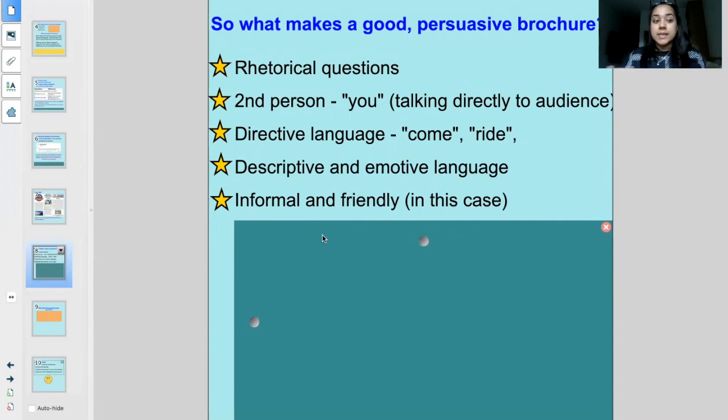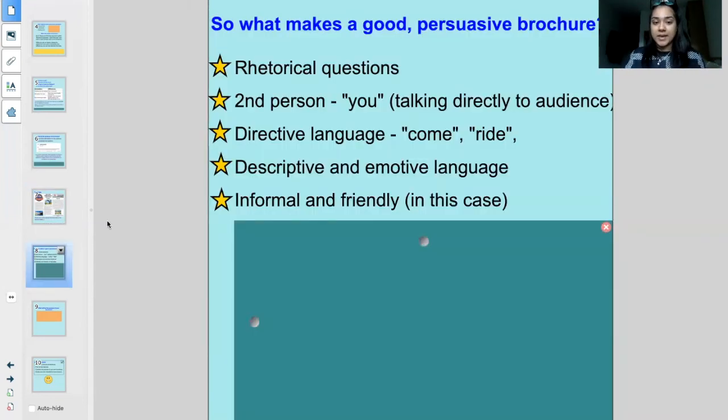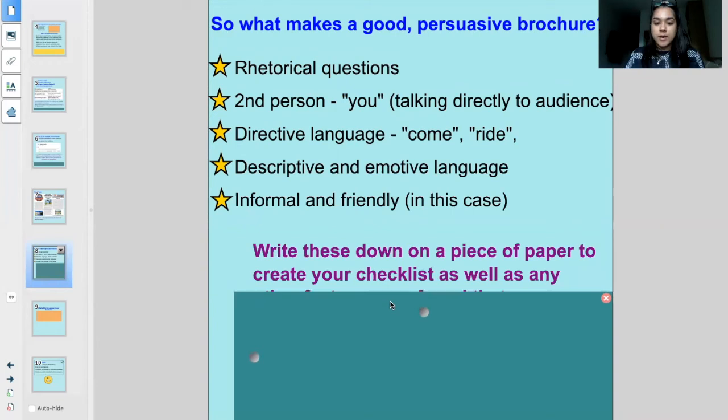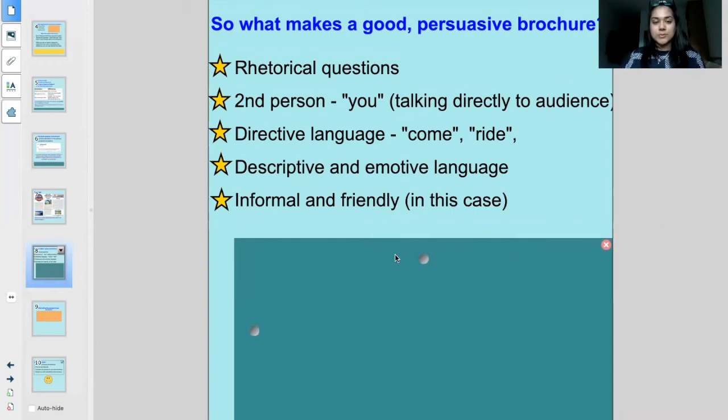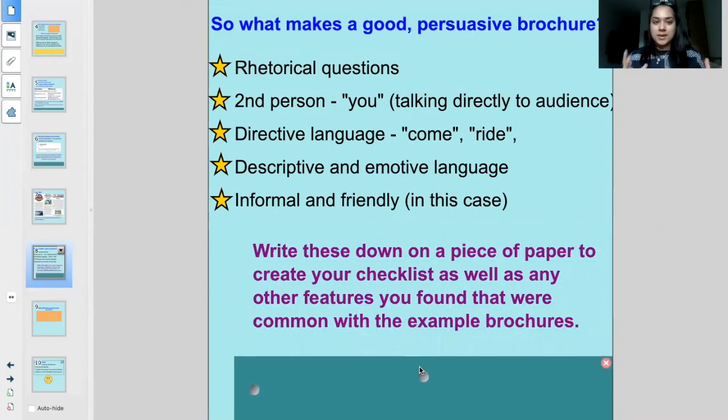As well as this, there's the whole idea of informal and friendly language. Okay, so here, at the end, we've got, if I were asked to choose my favorite, this one would get the vote every time. That's not something the Queen would say. It's very informal. Okay, so those are some examples of some persuasive features that brochures would have.